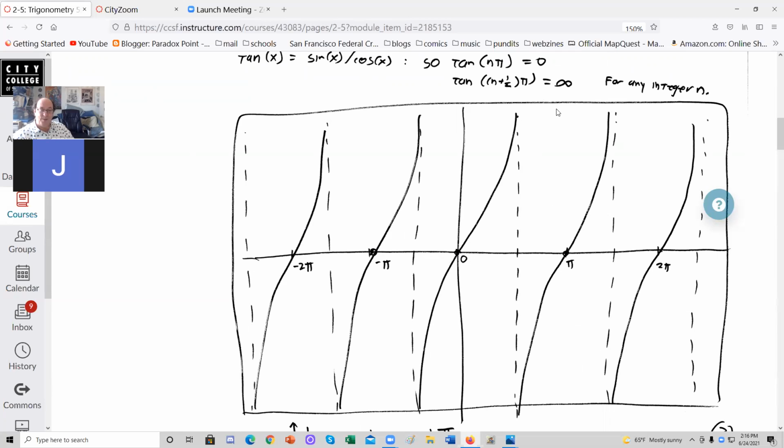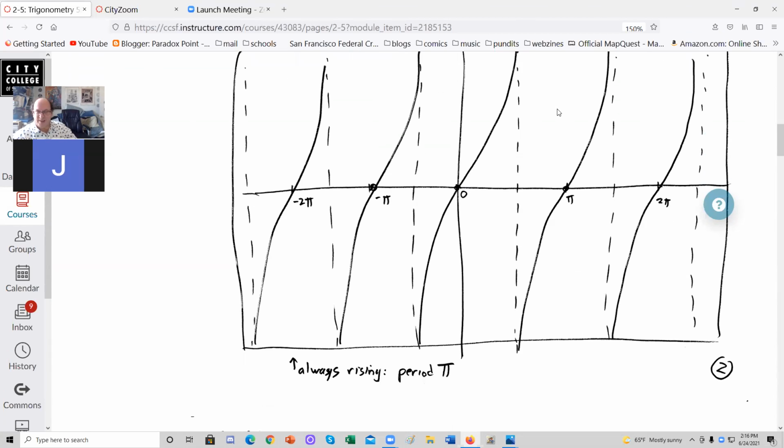Sort of like the way I drive through the toll booth at the Bay Bridge. Slow down just a little bit and then accelerate outwards. And it's always rising, and tangent has period pi. So we take this N-shaped graph and shift it left and right by integer multiples of pi, and that's the graph.